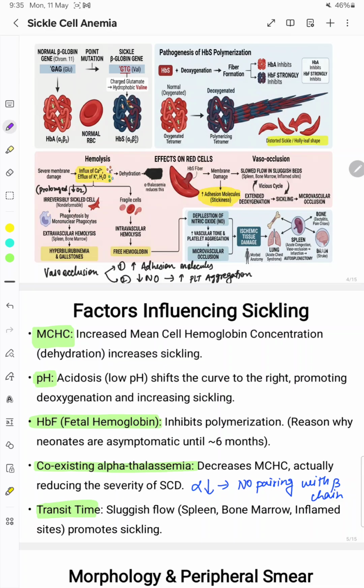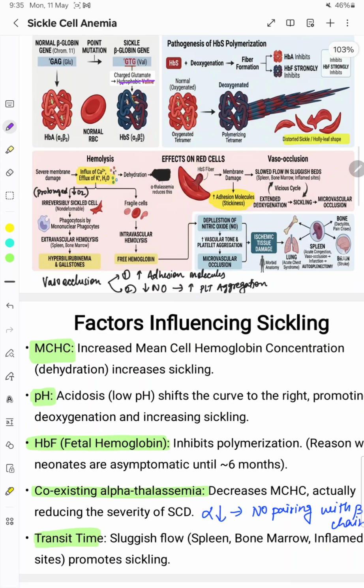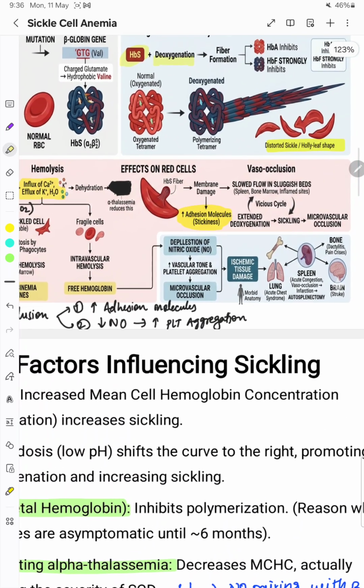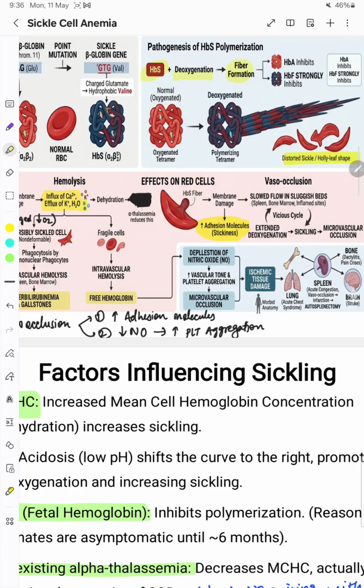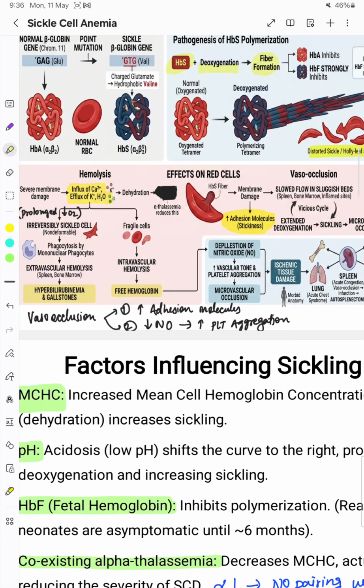Normally in a beta globin gene, a glutamate is present on the 6th codon. In sickle cell, glutamate is replaced with valine. These individuals with HbS, or sickle hemoglobin, when exposed to hypoxia, form needle-like fibers, and these damage the RBC membrane and result in calcium influx and potassium and water efflux and dehydration of the cell. Long-standing hypoxia results in permanent sickling of the cell.